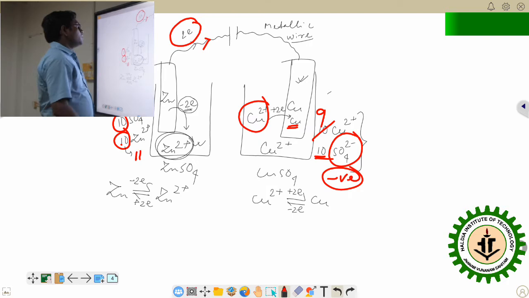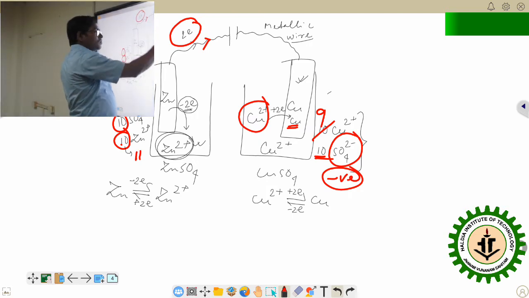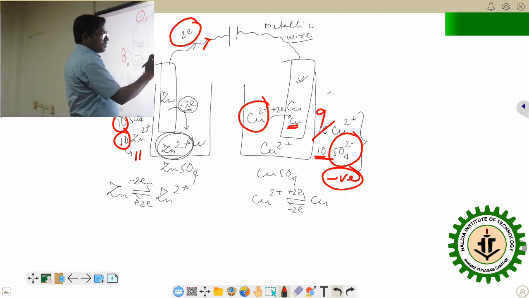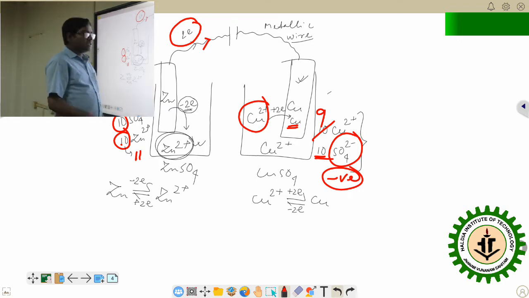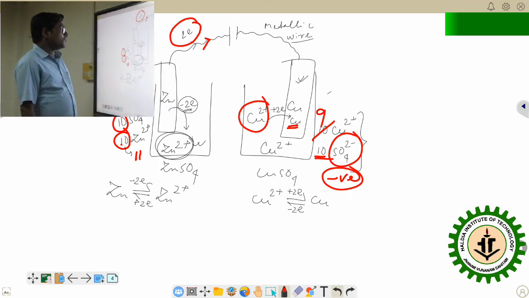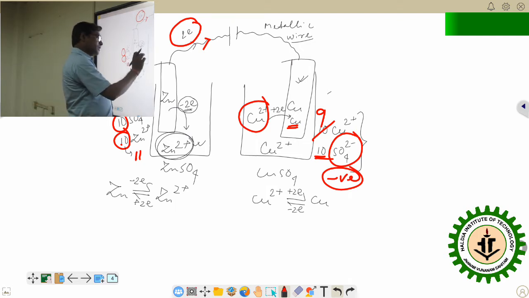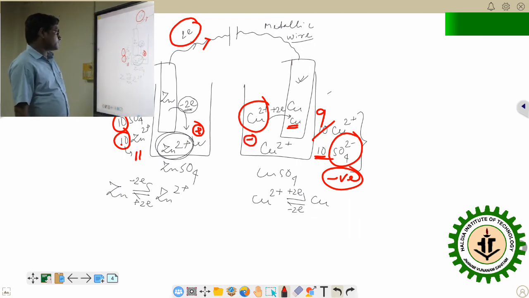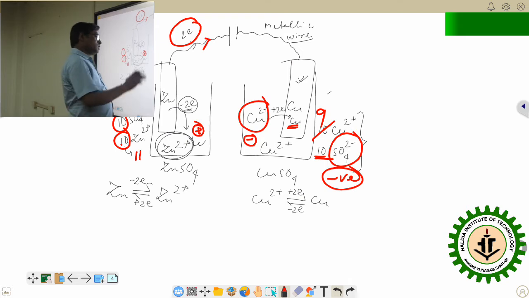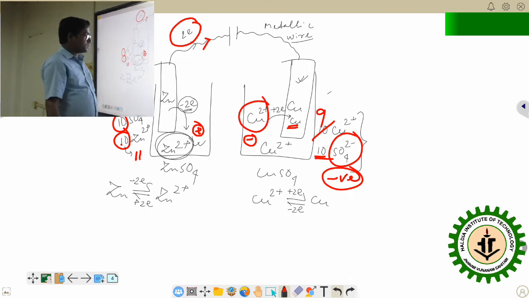And that's why, when another electron tries to come over here, it will be strongly repelled by this negative charge. In turn, there will be no further flow of electrons. Why? Because solution number 1 becomes positively charged and solution number 2 becomes negatively charged. Then what is the solution? The generation of charge restricts the further flow of electrons, so we have to stop the generation of charge. This is a simple solution.